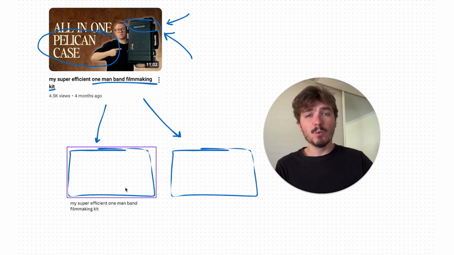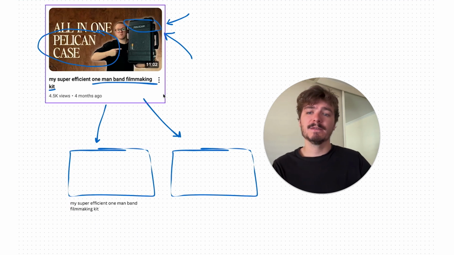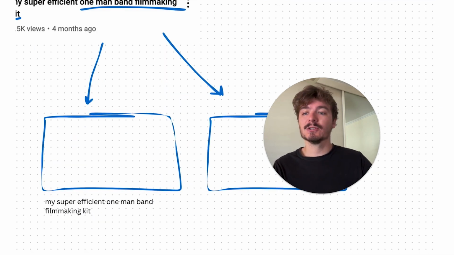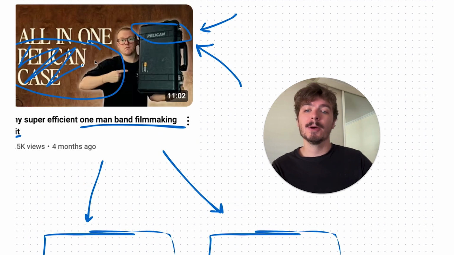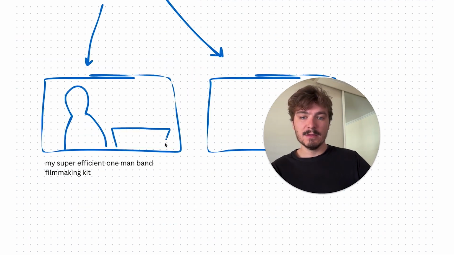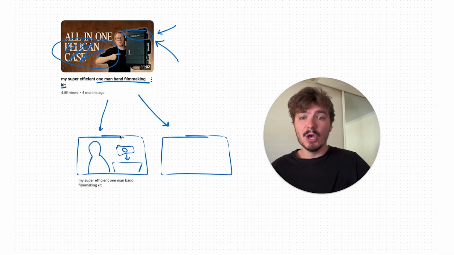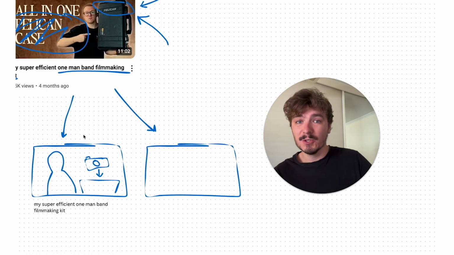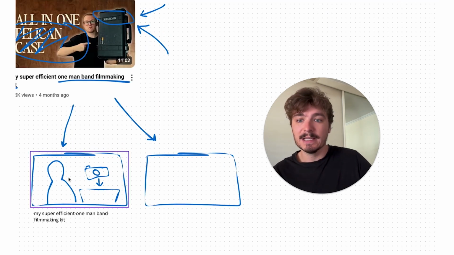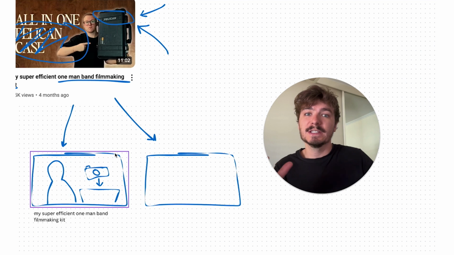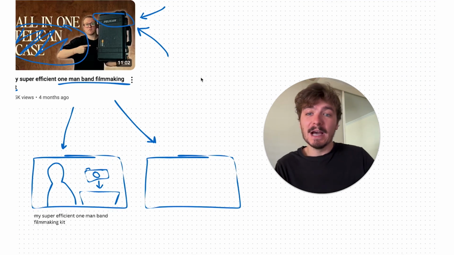So what I would do here is choose one of these two options personally. You either stick with this title here, my super efficient one-man band filmmaking kit, and then in the thumbnail here, it's got nothing to do with specifically the term Pelican case. So it's you and then the kit here, and let's say a camera. That's my drawing of a camera going inside the suitcase or kit or whatever you want to call it. And the term Pelican case isn't mentioned anywhere here because now anyone that's interested in filmmaking kits can click on this video, not just the people who are interested in filmmaking kits and specifically want to buy a Pelican case. So you're going to have a much broader total addressable market.